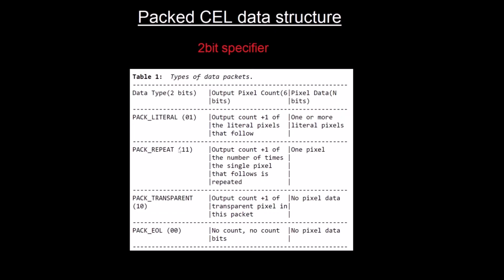The pack repeat is the most optimal. If you have a pixel color that repeats many times, you have a solid color that appears 20 times, then you will have the count in the first byte, that is 2 bits and 6 bits. You can fit the count 20. Actually, it will be 19 because it's plus 1. If you put a 0, it means repeat 1 pixel. If you put 19, it means repeat 20 pixels. And then the following data is 1 pixel. You just give 1 color.